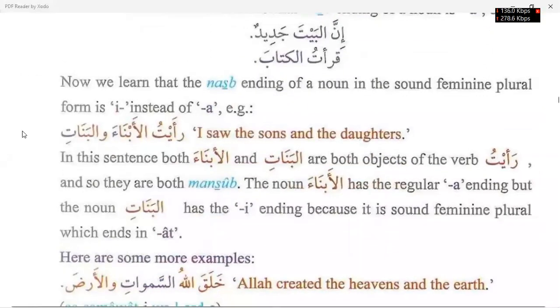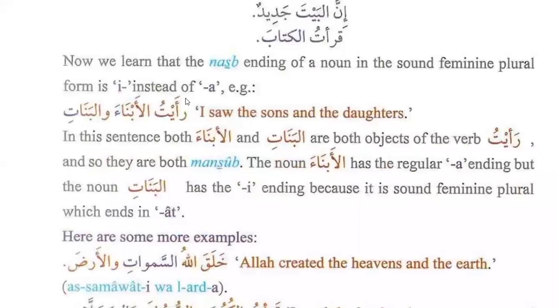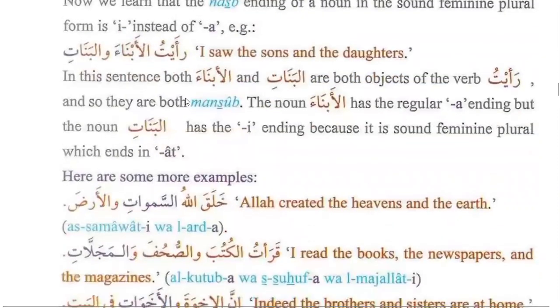In this sentence, both al-abna'a and al-banati are objects of the verb ra'aitu. And so they are both mansub. The noun al-abna'a has the regular fathah ending, but the noun al-banati has the kasrah ending because it is a sound feminine plural which ends in at. At means alif ta.